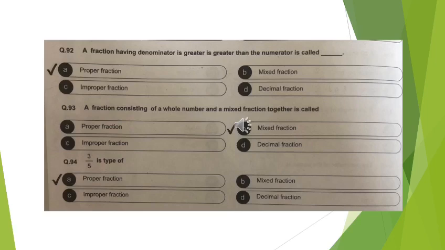Question number 92: a fraction having denominator greater than the numerator is called dash. The options are A, proper fraction; B, mixed fraction; C, improper fraction; and option D, decimal fraction.